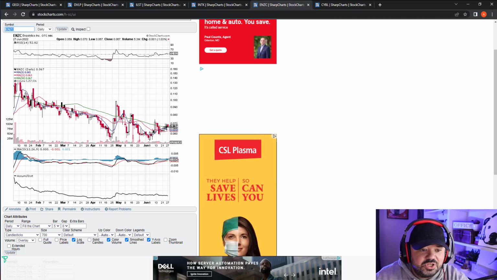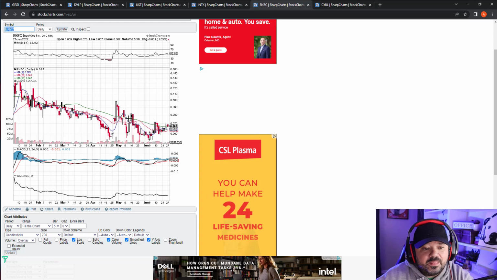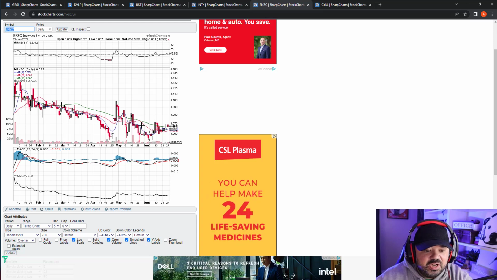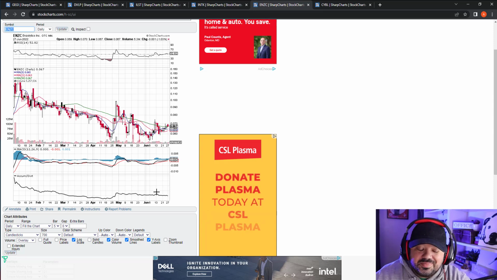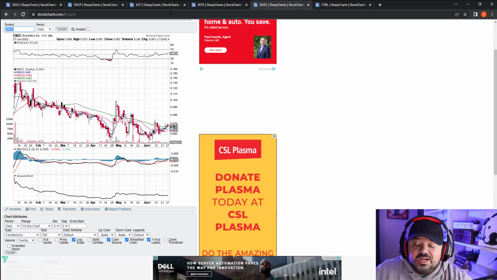So this is definitely channeling up here. But yeah, this looks pretty good, no qualms about it. It just needs a little bit more volume. Accumulation's meh. But yeah, I just wanted to cover that.